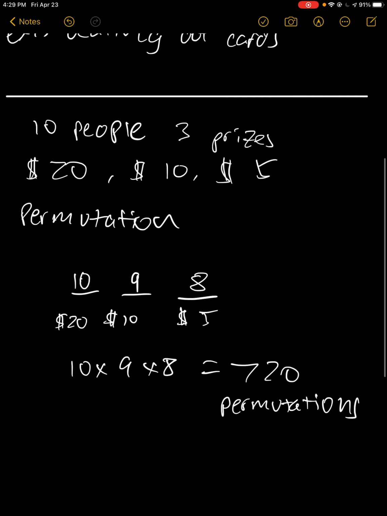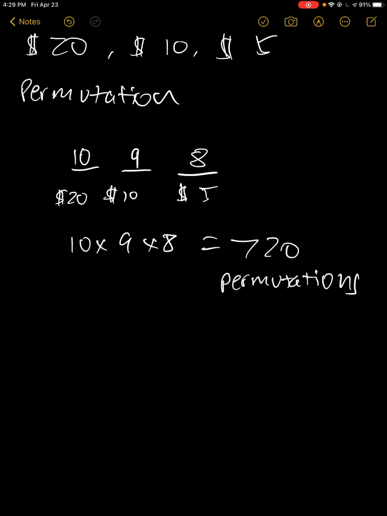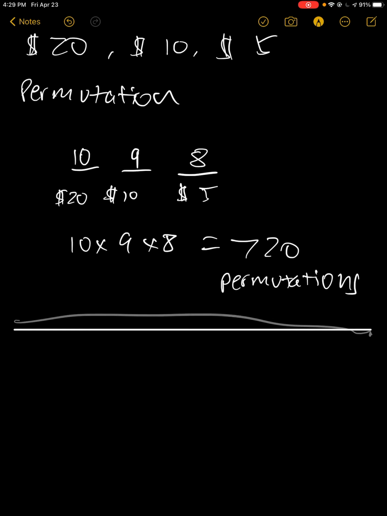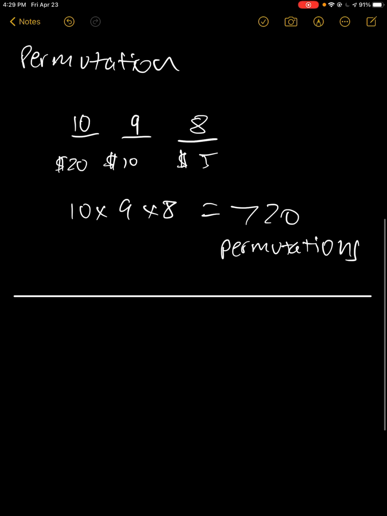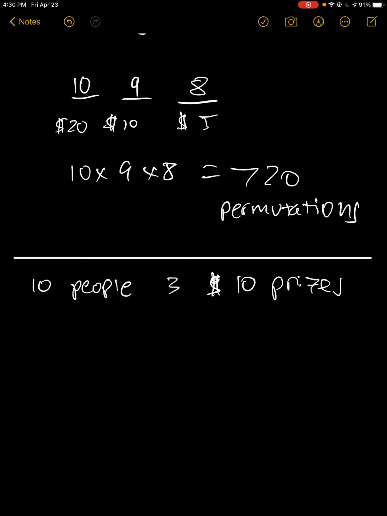So this is example 1. Now let's look at this where we're working with combinations. So now we have 10 people with 3 $10 prizes. Now order does not matter, so now this becomes a combination.